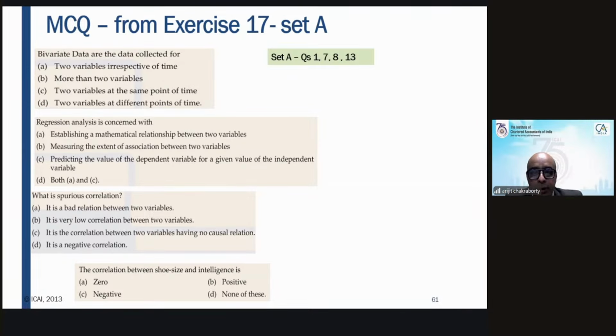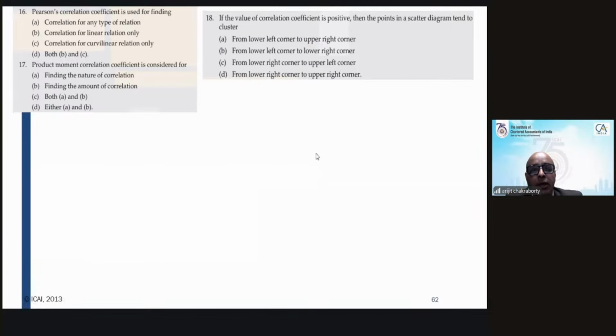Okay. The next lot of questions come up, question number 16 and 17. Pearson's correlation coefficient is used for what? So this is the product moment correlation coefficient. 16 number question देखिए. Correlation coefficient for Pearson's is used for finding what? Correlation for any type of relation? No. Is it for linear relation only? Yes. So 16th question, it will be option B. Curvilinear relation के लिए नहीं है, B and C भी नहीं है.